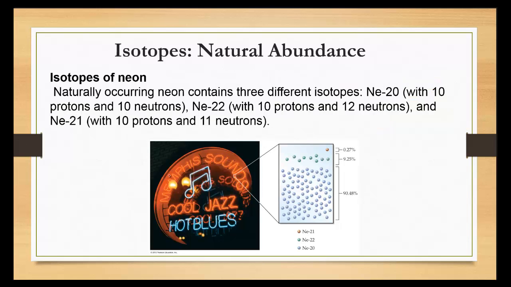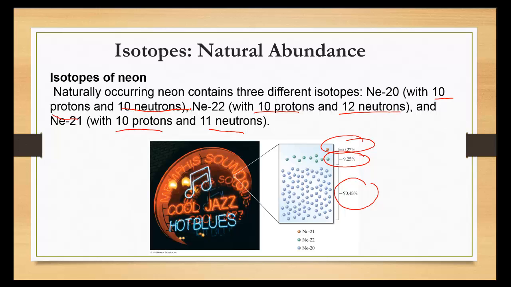For instance, if we're looking at neon, naturally occurring neon contains 3 different isotopes. Neon 20 with 10 protons and 10 neutrons, neon 22 with 10 protons and 12 neutrons, and neon 21 with 10 protons and 11 neutrons. Notice that every single one of them has the same number of protons, but they have different numbers of neutrons.